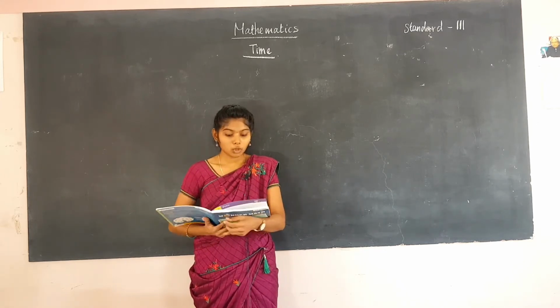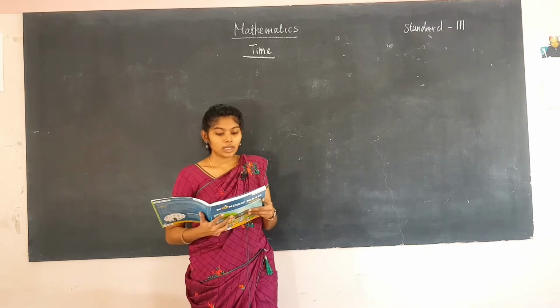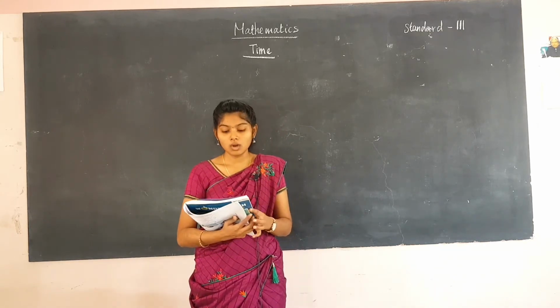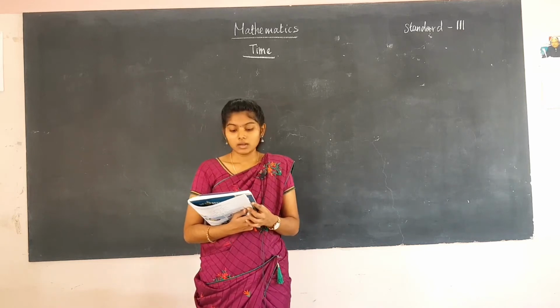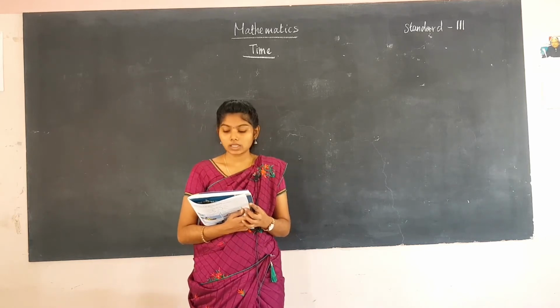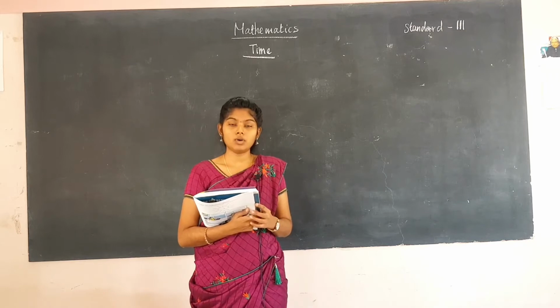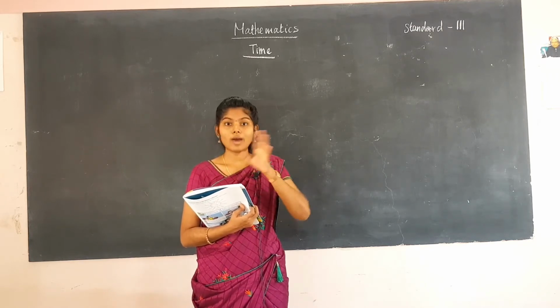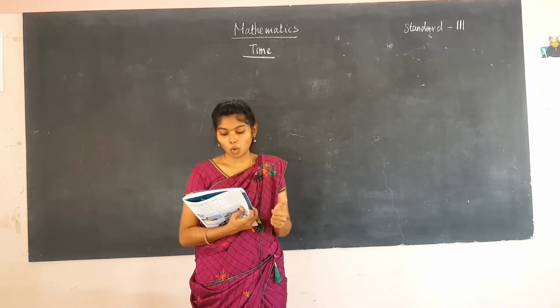So in this chapter you will come to know about reading time to the nearest 5 minutes, how to read that, and then reading time in words like quarter past and quarter to the nearest hours. So for the nearest hours you will say quarter past and quarter to. So where to use those two things, you will come to know about that.